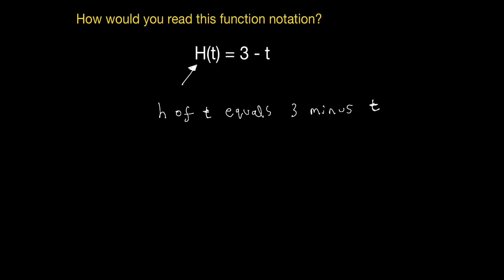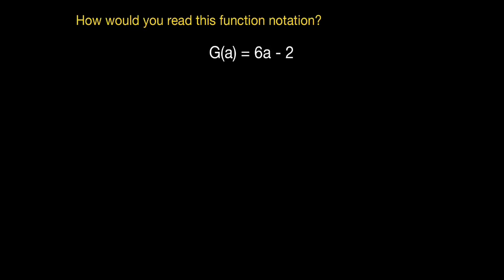So let's try one more example. Now here, the name of this equation is g. So we're going to interpret the equation by saying g of a this time, because a is what's inside the parentheses, equals 6a minus 2. So before we learn how to evaluate these equations, we must understand what they mean.